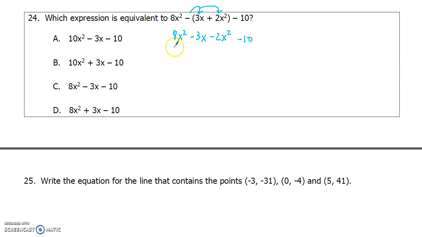Okay. So combine like terms, I have 8x squared minus 2x squared, which is 6x squared, I just realized. And then I have a negative 3x, and that's it, so a negative 3x. And then I have my minus 10. Okay, so obviously I have a typo somewhere, don't I?